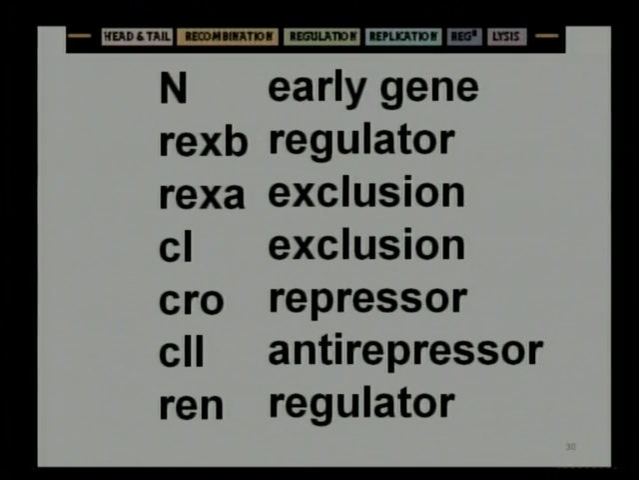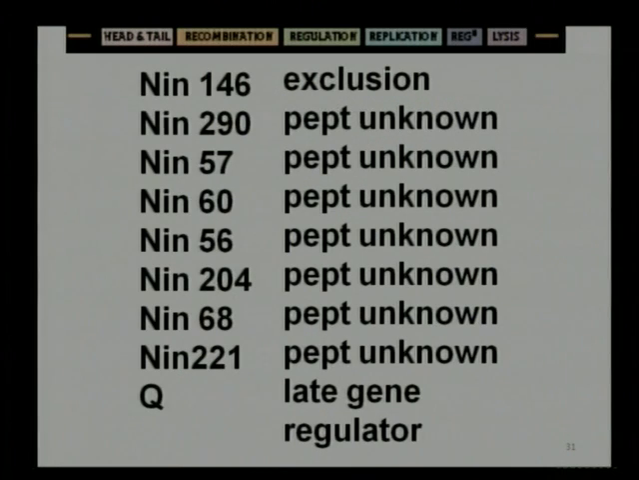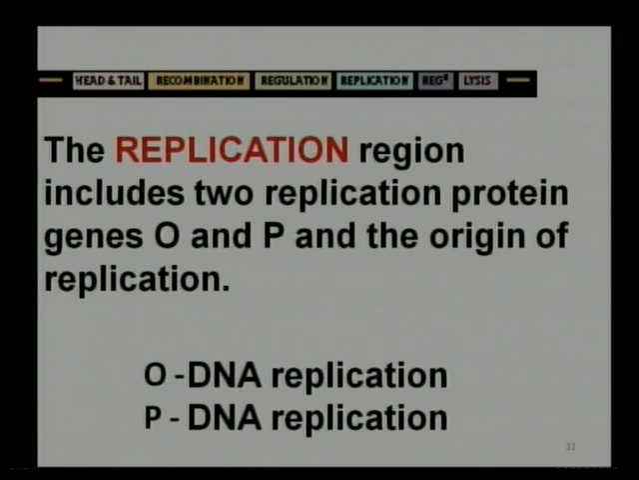These are some important examples of regulatory genes which you can observe on the screen, like N, which mainly affects early gene transcription, then Rex B, Rex A, and the most important ones: C1, CRO, C2 and REN. These are some of the genes which have no definite role during regulation. They are observed in the regulatory region, but their definite role is still unknown.